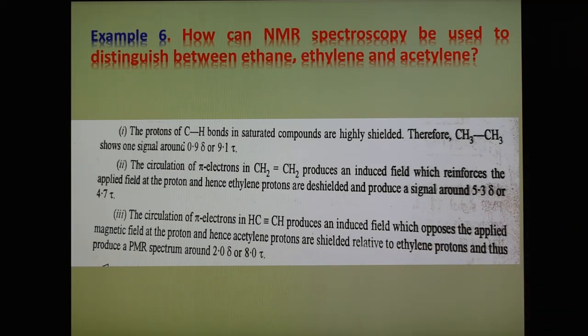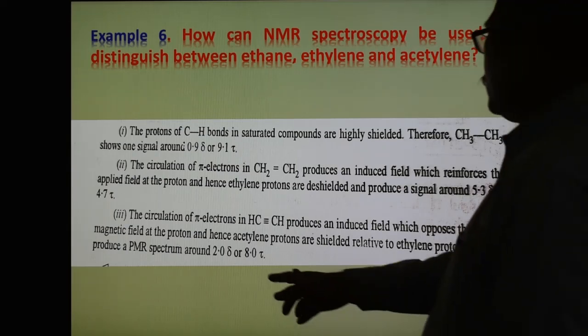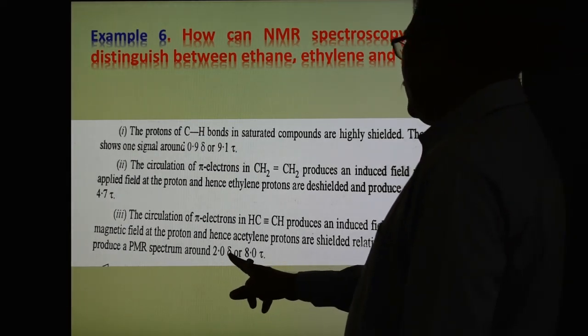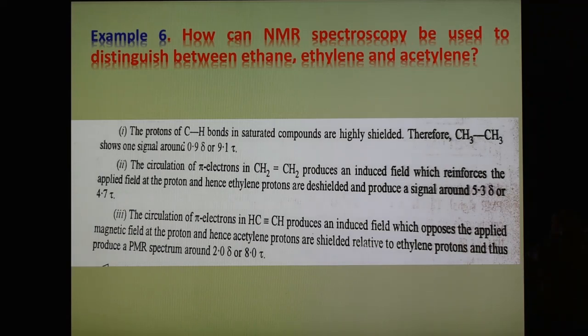and therefore it gives the spectrum, and the signal is at 2 delta value. So again now there is a shifting of the signal. So in this way we can distinguish these three types of compounds, and only one signal is observed.